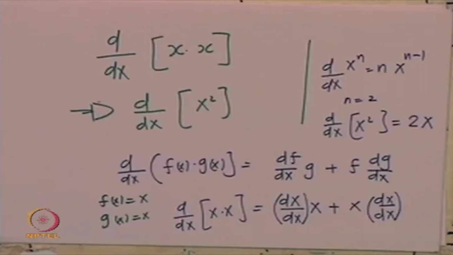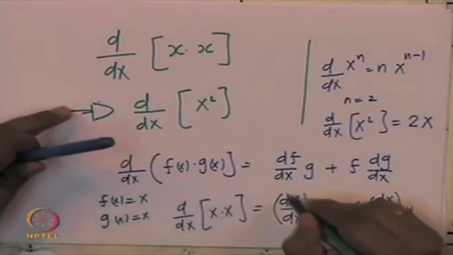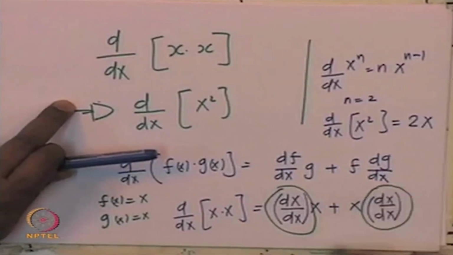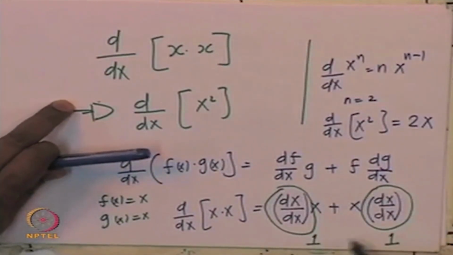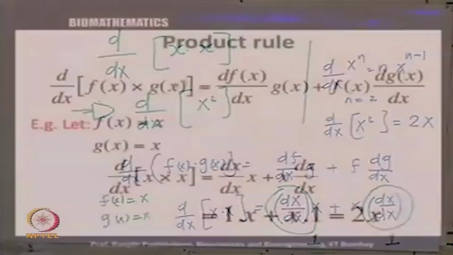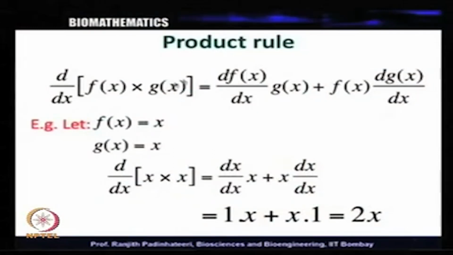Now, what is dx by dx? We all know what dx by dx is. This is nothing but 1. So, we know that dx by dx is 1 and this is 1. So, this is 1 times x plus 1 times x. Let us look at the screen. So, d by dx of x times x is dx by dx into x plus x into dx by dx.